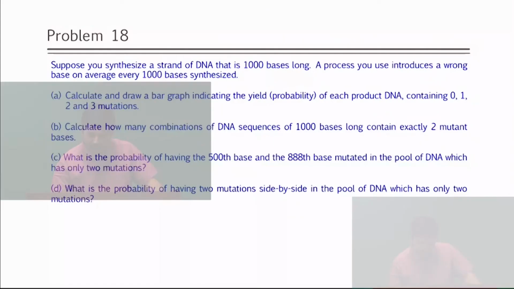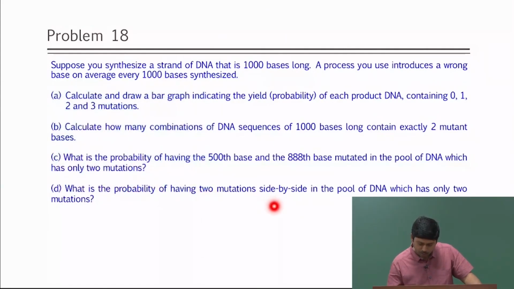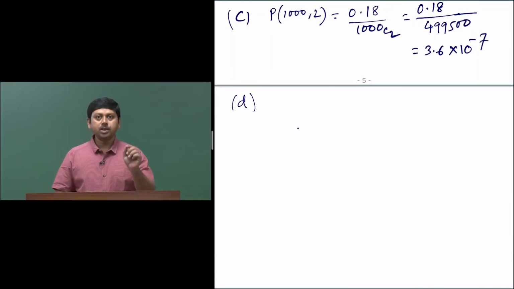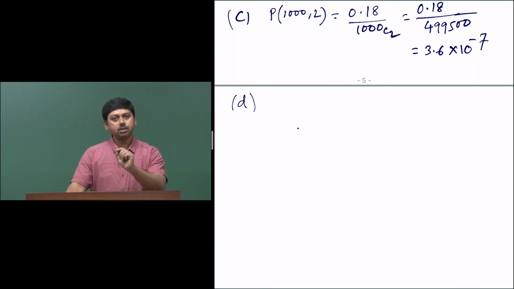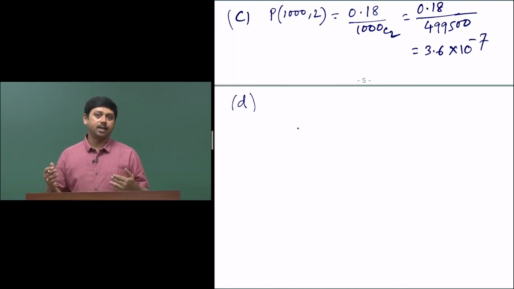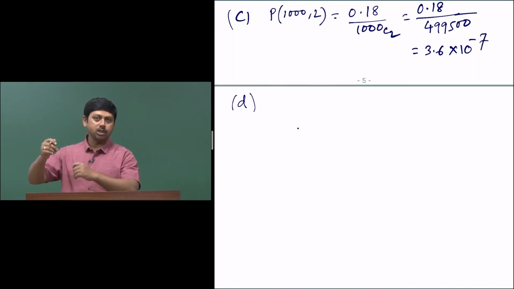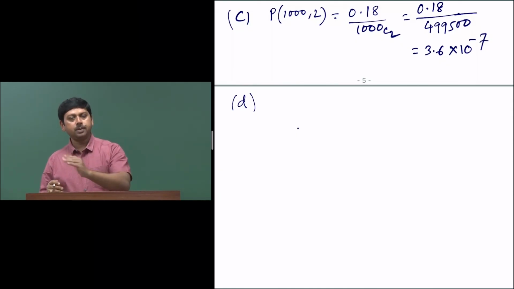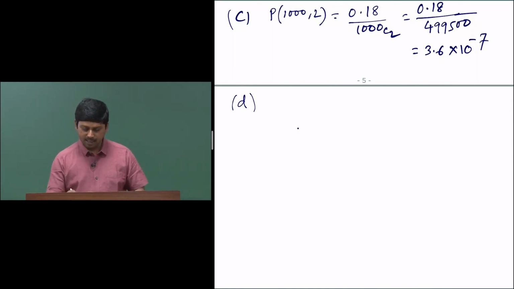So, now we are going to go to the last part of these questions. What is the probability of having 2 mutations side by side in the pool of DNA which has only 2 mutations? Now, earlier it was very specific 2 mutations. Before that, the positions of the mutations were not mentioned. Now, they are saying that they are together, which means the mutations can be at positions 1 and 2, or 2 and 3, or 3 and 4. So, it can be any of those 999 positions, because it cannot occupy 1000 and 1001 place, but it can occupy 999th and 1000th place, first place and second place, and things like that. So, the mutations are together.